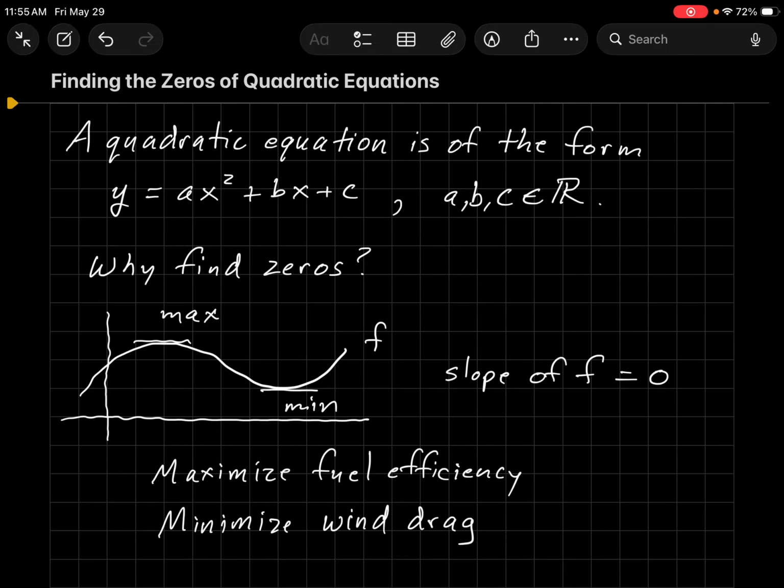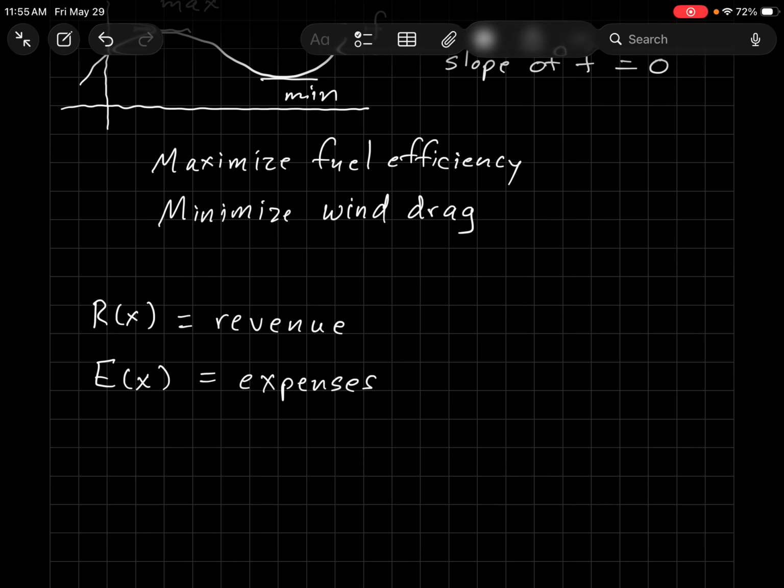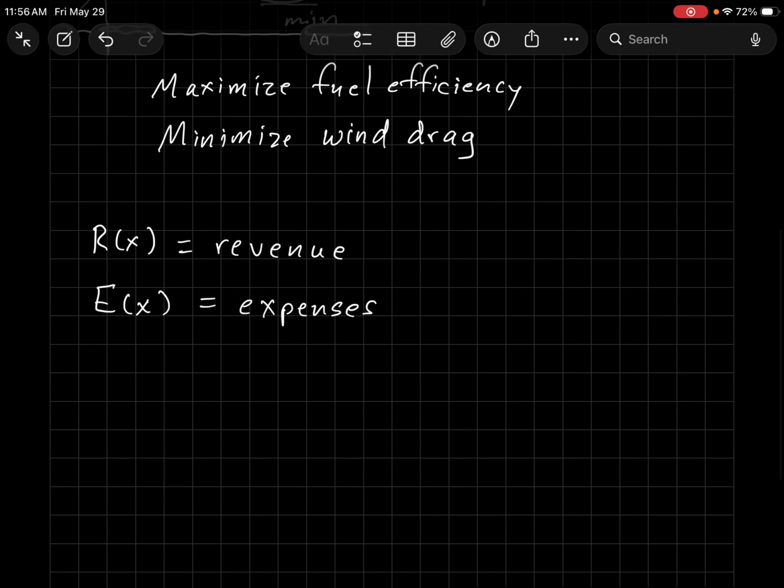Another reason to find zeros comes from business. Let's define R of x to equal our revenue, how much money we're making in our company, and define E of x to be our expenses. One thing we might want to do is find what's called the break-even point. Based on my expenses, how much revenue do I need to bring in? The break-even point is when our revenue equals the expenses.